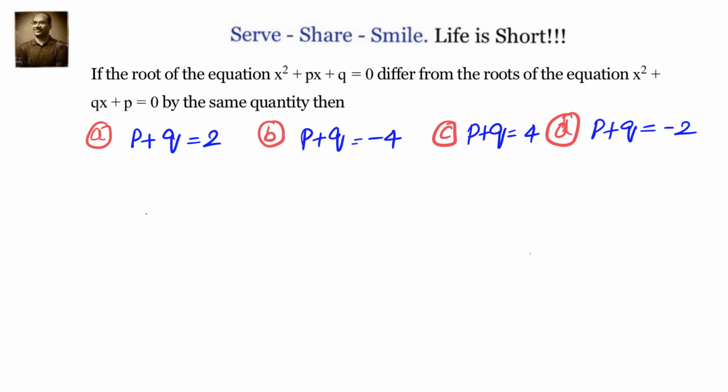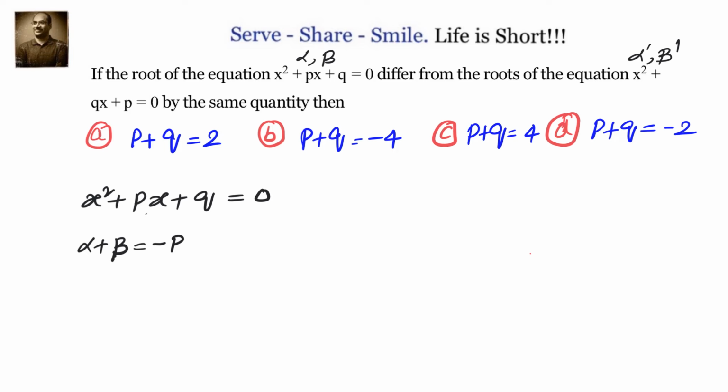So to start with, let us say that the roots of the first equation are alpha comma beta. The second equation has roots alpha dash comma beta dash. Let's write down the first equation, x square plus px plus q equals to 0. Then we know that the sum of the roots, alpha plus beta, equals minus b by a, that is minus p, comma alpha beta equals to c by a.